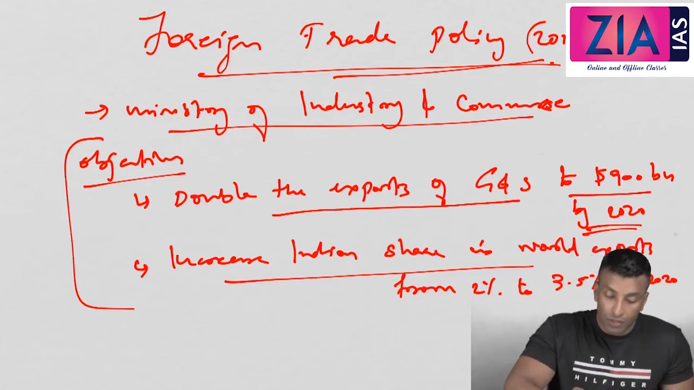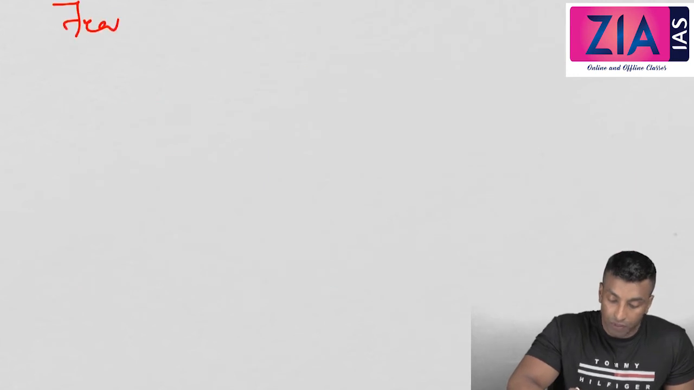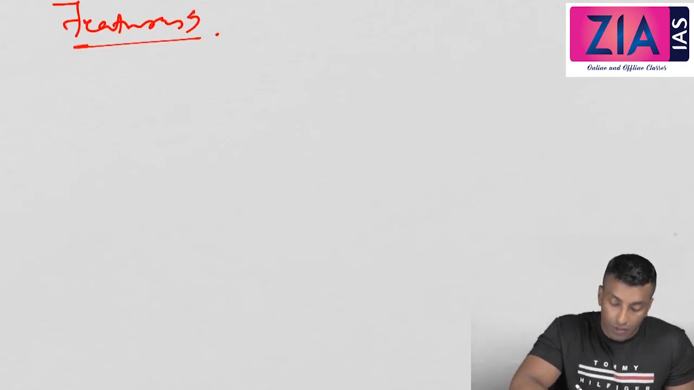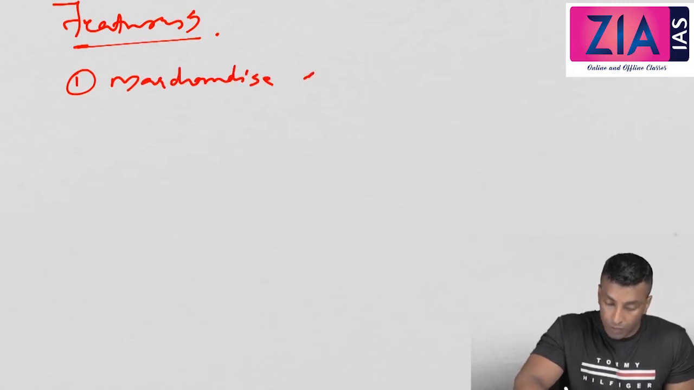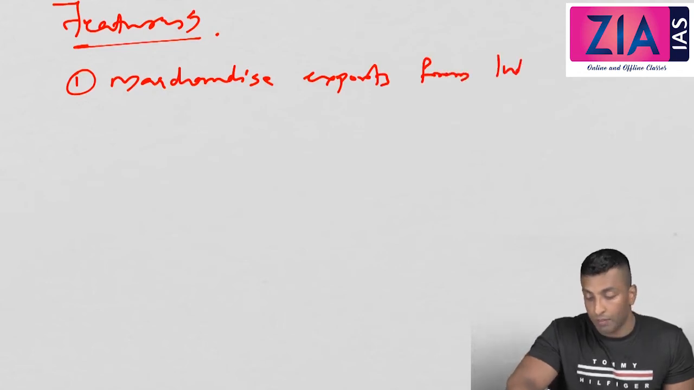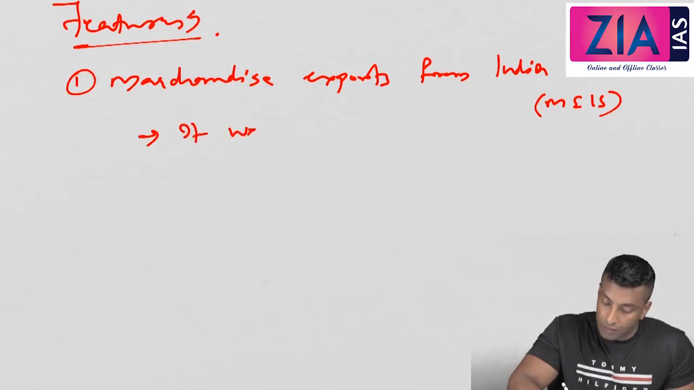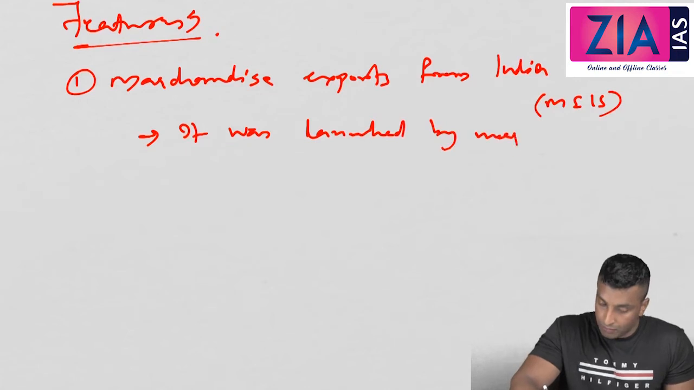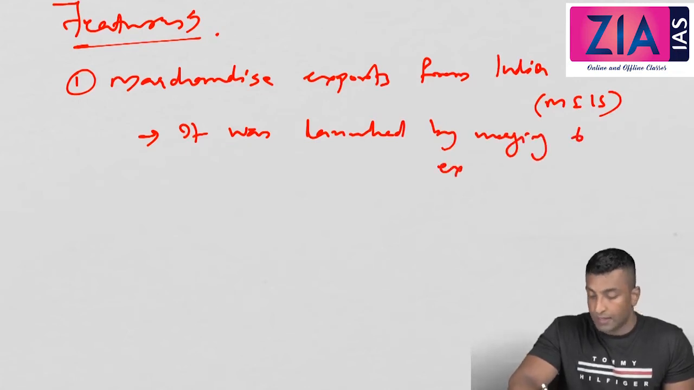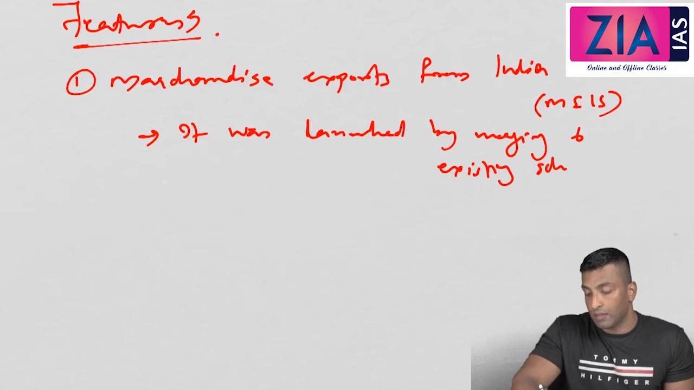Now let's look into the features of it. The first one, the Merchandise Exports from India Scheme, MEIS. It was launched by merging 6 existing schemes.